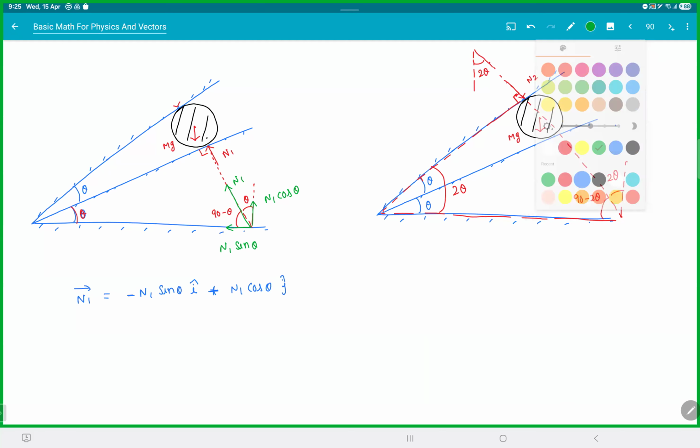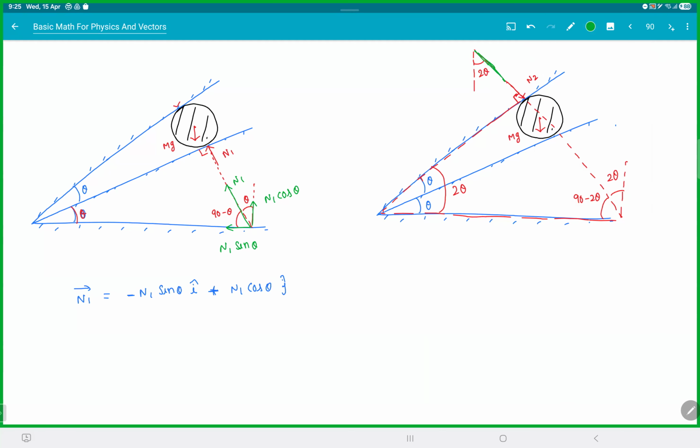So same thing, by geometry, the vector N2 is like this. If you draw the vertical component, it will be N2 cos 2 theta. The angle is 2 theta there. And this thing is N2 sin 2 theta. Please check those things. The angles are not theta for both of them. The angle becomes 2 theta for that.